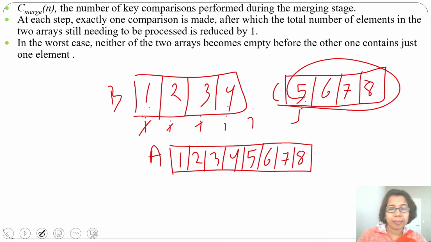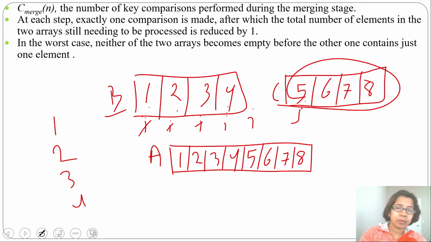So how many comparisons did we do? We compare 1 with 5, 1 comparison; 2 with 5, 2 comparisons; 3 with 5, 3 comparisons; 4 with 5, 4 comparisons. So we just did 4 comparisons. In the best case, we'll do a number of comparisons equivalent to the size of B. Suppose the size of B is M and the size of C is N. In the best case, we'll do M comparisons, and in the worst case we'll do M plus N minus 1 comparisons.